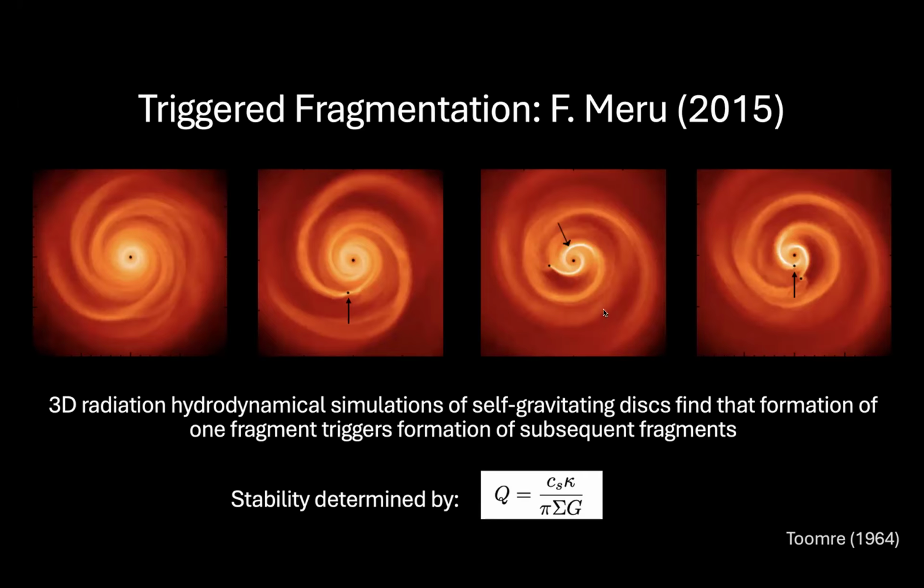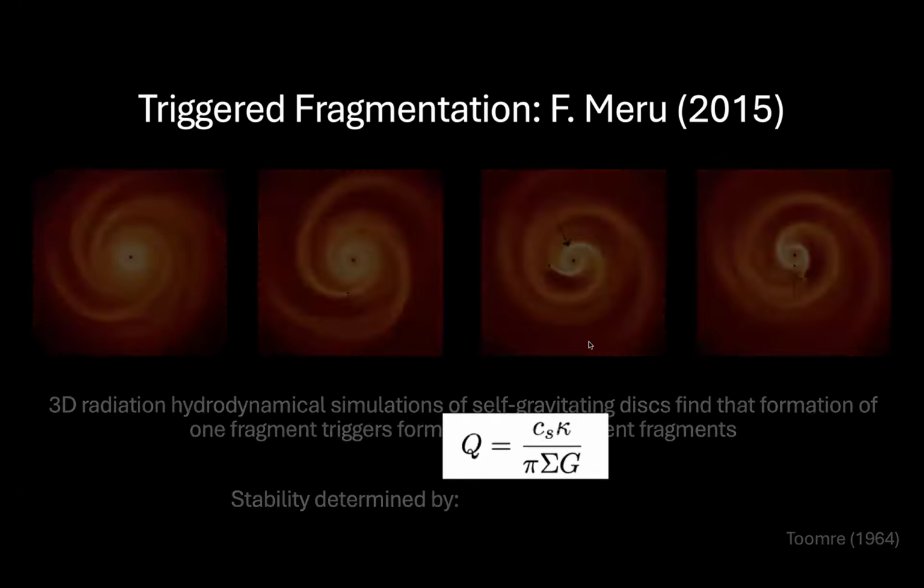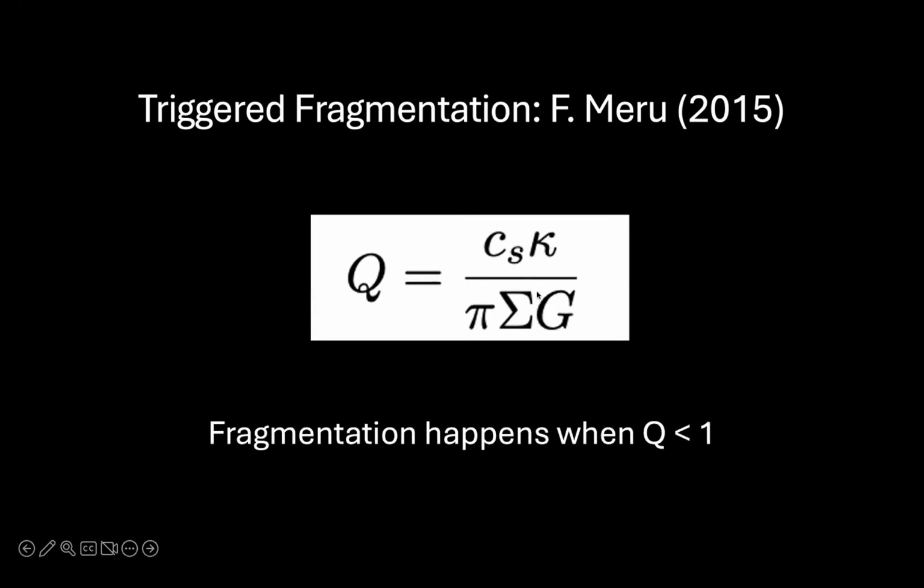This very interesting result was supported by the stability parameter Q, which is given by the sound speed, the epicyclic frequency, and the surface mass density. Fragmentation in a disk happens when this value of the parameter Q falls below 1. So there are two important parameters that need to increase or decrease for Q to go below 1. First is the sound speed: if the sound speed decreases, then Q will go below 1. Or if the surface mass density increases sufficiently, Q will go below 1. In the previous results that we saw, Farzana explored the movement of matter in the disk, which is essentially exploring the surface mass density effect that leads to triggered fragmentation.